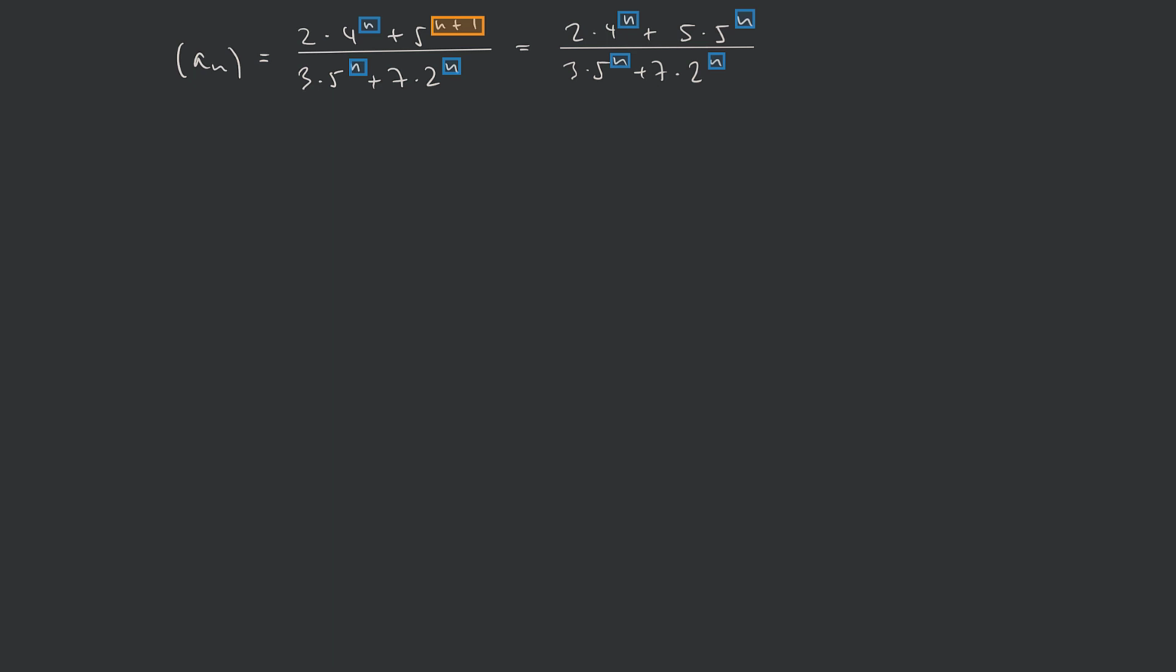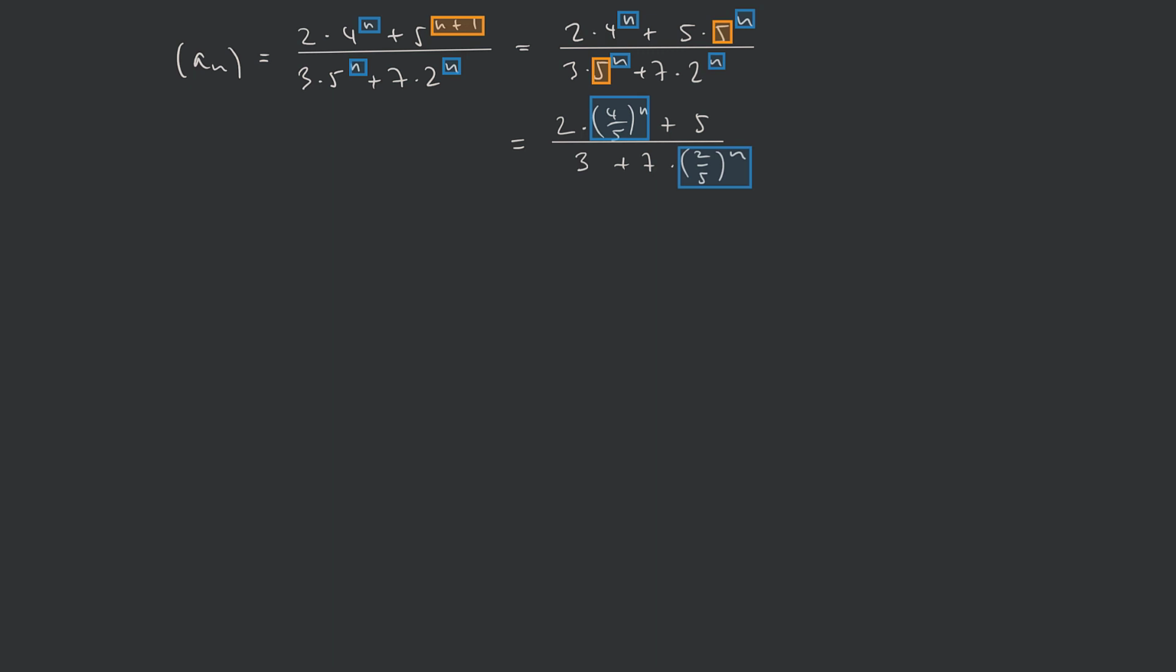Now we choose those of these expressions with the highest basis. This is the basis 5 and we have 2 of them. In the next step, we reduce by this expression. That means we reduce the fraction by 5 to the power of n. So we get 2 times 4 over 5 to the power of n plus 5. Well, in this case, 5 to the power of n cancels entirely out. Divided by 3. Here 5 to the power of n also cancels out. Plus 7 times 2 over 5 to the power of n. So 2 sequences remain where n is involved, which is this one and this one.